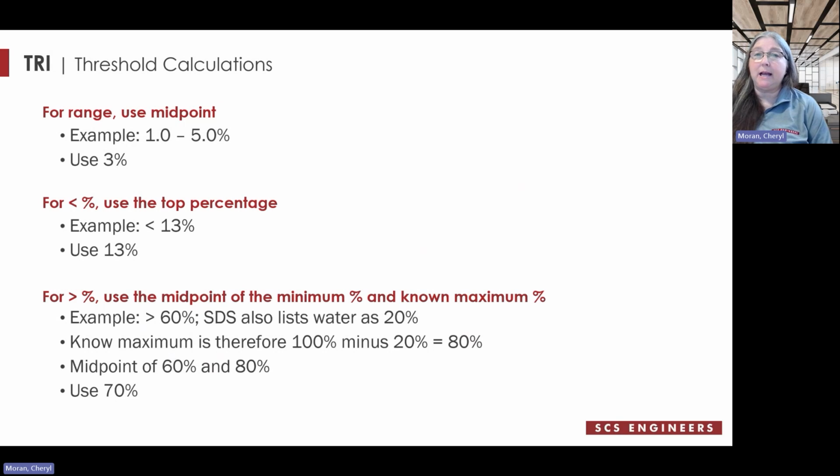So in a case where a safety data sheet says your reportable chemical is present in greater than 60%, but it also lists that 20% of the formula is water, your known maximum becomes 100% minus that 20% of water, so the max you could have is 80% of the reportable chemical. We can then take the midpoint of the 60% from the safety data sheet and the 80% highest known concentration, and we will use 70% in our calculations.